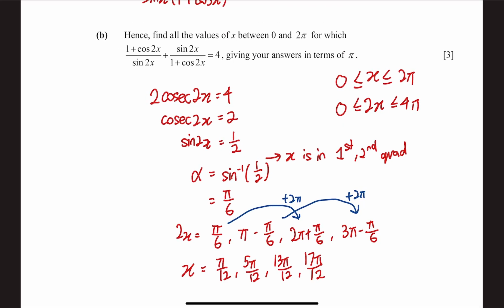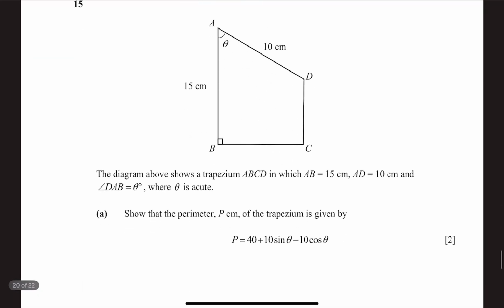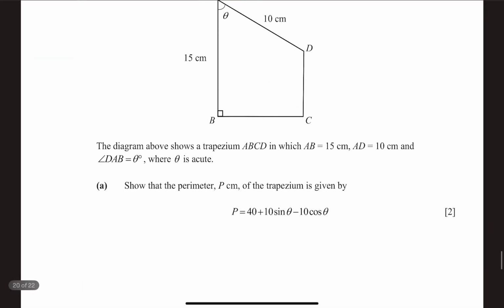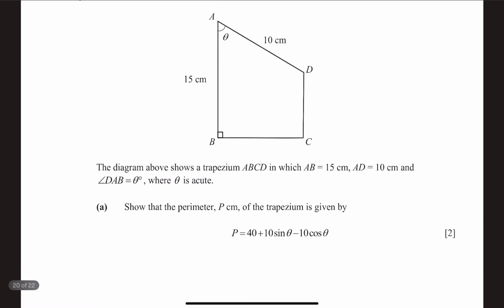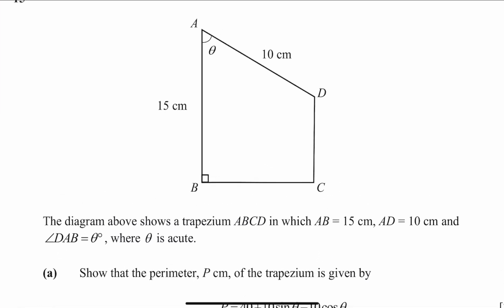Alright, okay, now last question. Over here, I have a trapezium ABCD. Show that the perimeter of this trapezium is given by this expression here. So very simply, all we need to do is to split this diagram into two parts. I have a theta here, 10. So therefore, very clearly, you must recognize that I must be able to split this diagram into two parts.